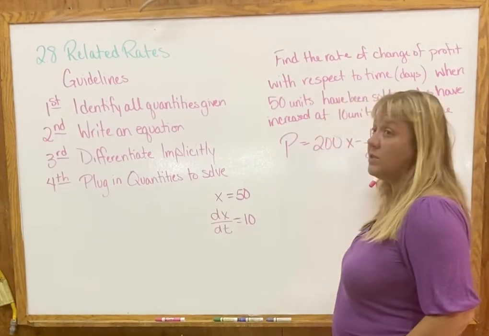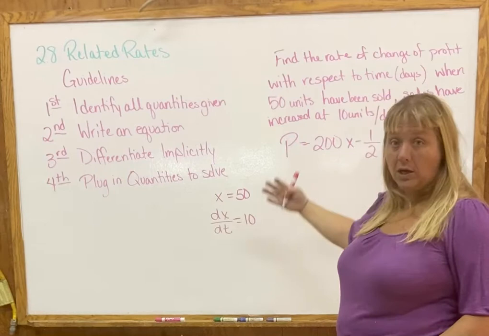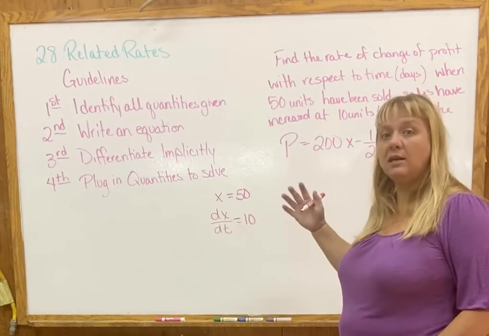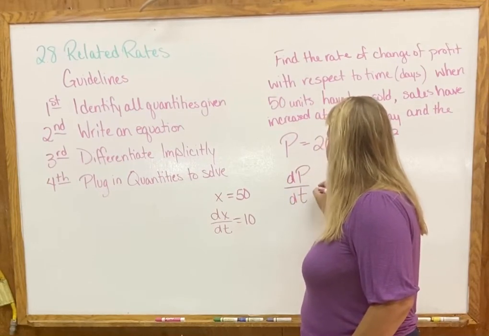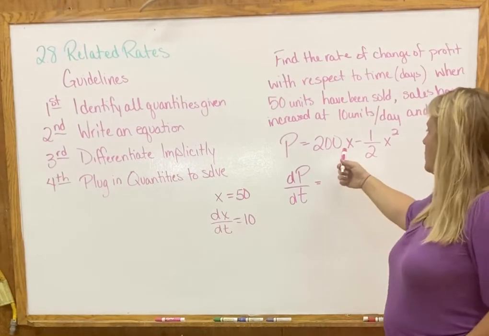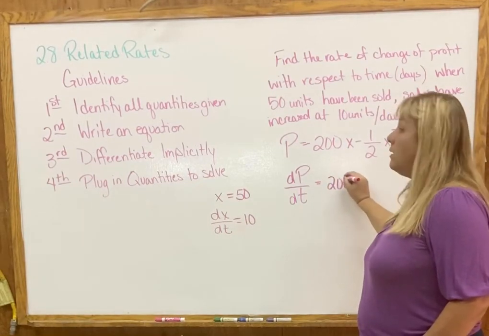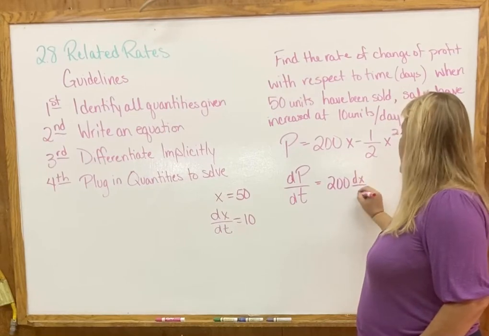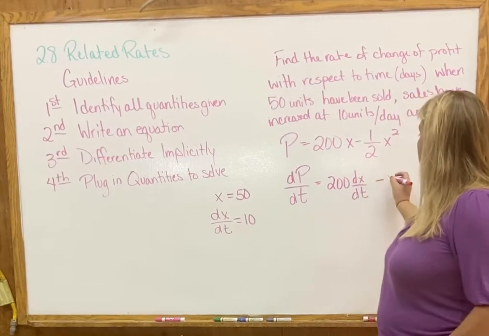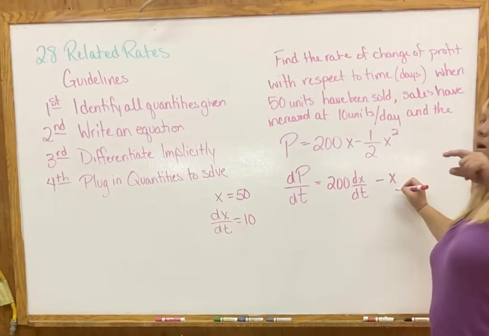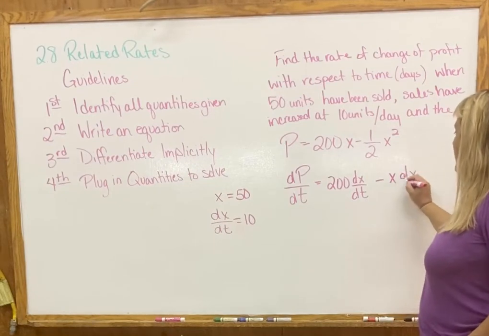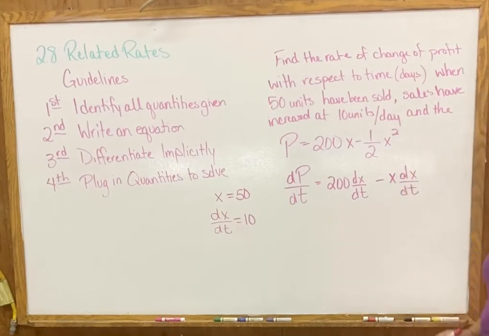So remember, every single time we take the derivative of any term, we're going to follow it by that implicit dp/dt or dx/dt. So this first side will just be dp/dt. Now the derivative of 200x is just 200, but immediately followed by dx/dt. Minus, bring the 2 down so they'll cancel, so we just have x, but again immediately followed by dx/dt. So there's the implicit differentiation with respect to time.